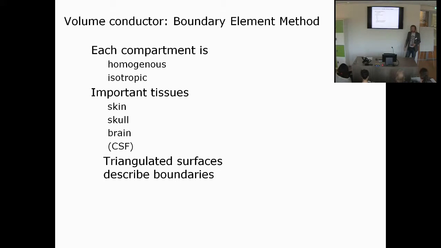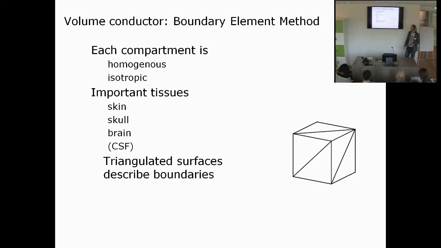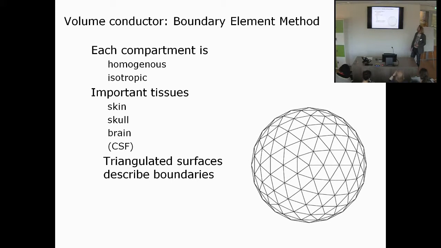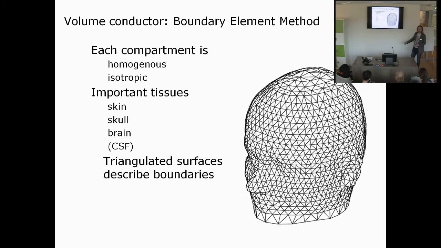So what we do is we describe the surfaces between these tissue types. We describe them with boundaries, and for that we use triangles. And the nice thing about triangles is that we can make arbitrarily complex shapes out of them. So we can use triangles to describe a cube or a sphere, but we can also make a surface like this. So triangles are very flexible in describing closed surfaces, which is a requirement for the boundary element method.